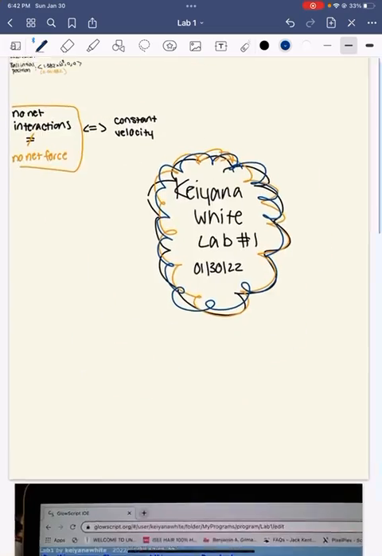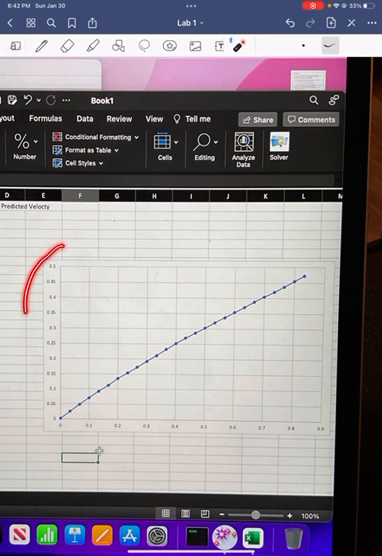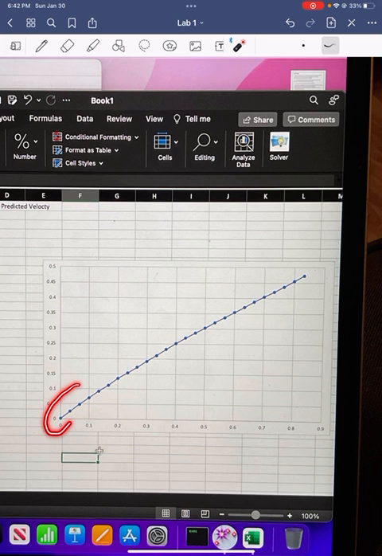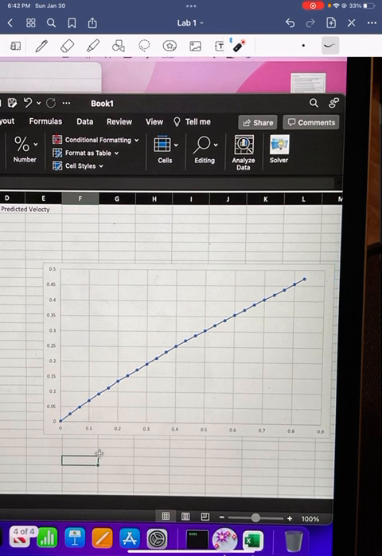I then graph that here. These are my predicted values, and these are my observed values. According to the video, the orange is going in the positive x direction, which you can see here. However, if I had the orange going to the left, you would see a negative graph denoting that the orange went in a negative direction along the x-axis.